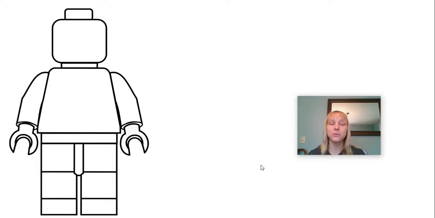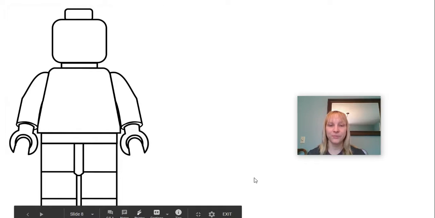All right, I added one last page with the Lego figure kind of blank. So if you're going for the Lego figure person, here's a blank idea for you to look at, not to trace, but to look at and be able to work from.